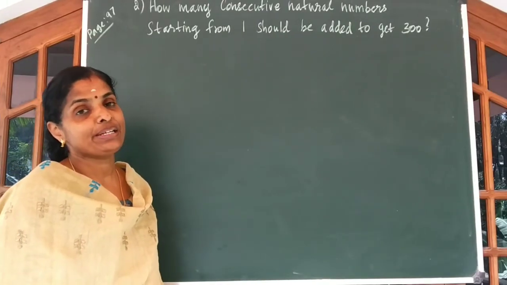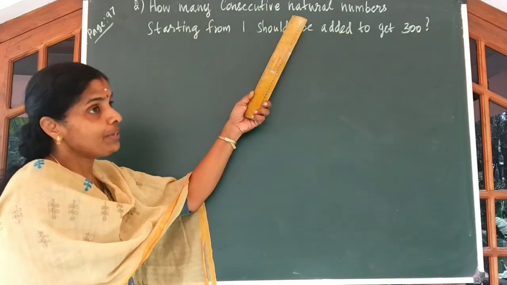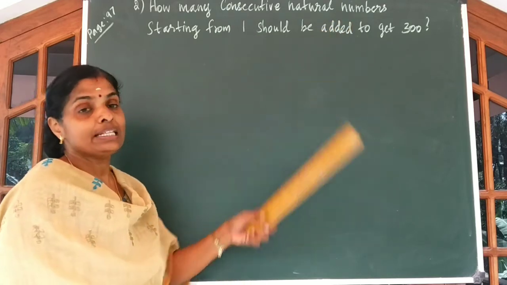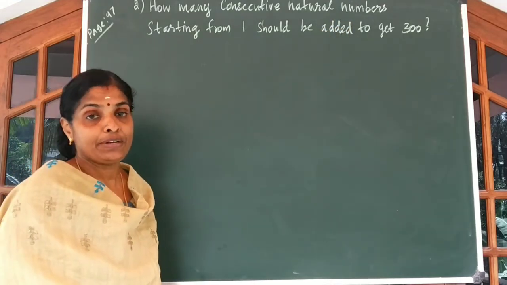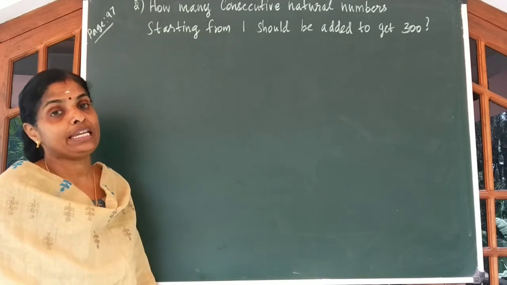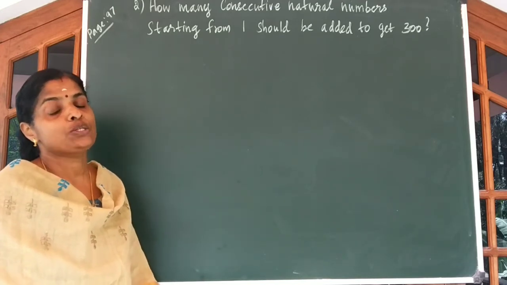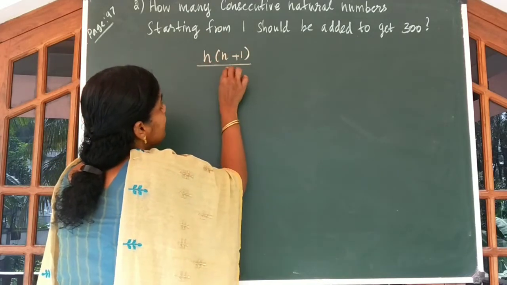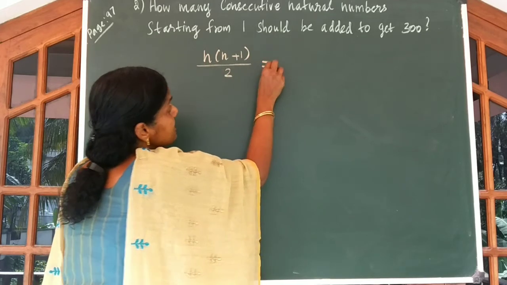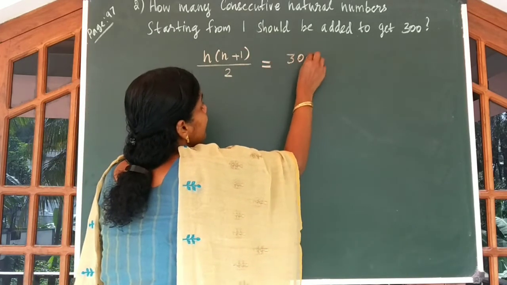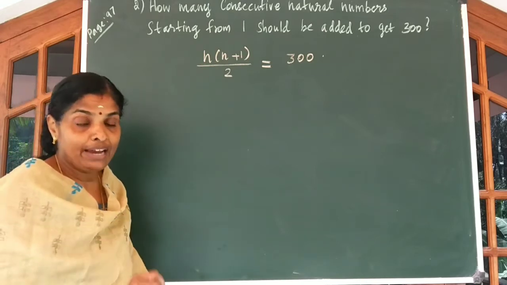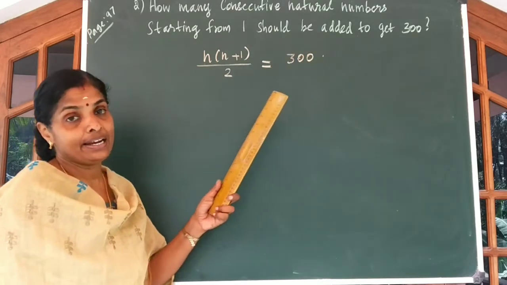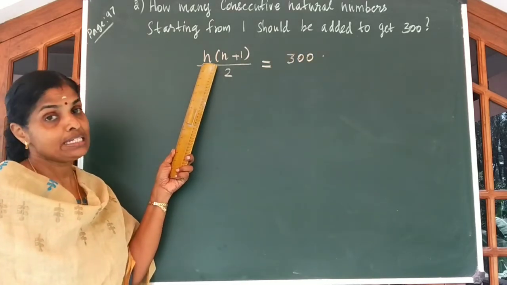Look at the second question, children. How many consecutive natural numbers starting from 1 should be added to get 300? We have studied in our first chapter a formula to find the sum of first n natural numbers as n into n plus 1 divided by 2. We are given this is equal to 300. Now what is our question? We have to find how many terms are added to get 300. Our idea is to find n.